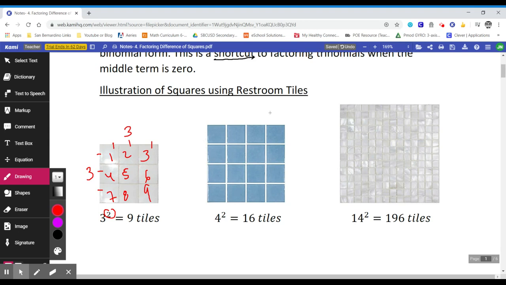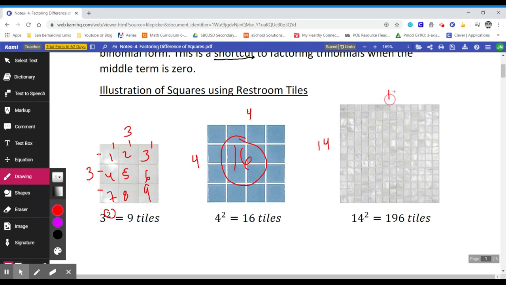This is another example, 4 squared, which is 16 tiles. There's 4 tiles on this side, 4 tiles on this side. If you actually count out the total tiles, 4 times 4, count them all out, you get 16 total tiles. This is the area that's on the inside. You could also do the same thing. I have one more example.